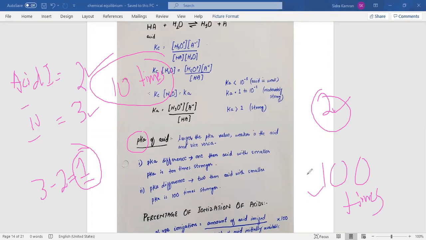The next very important point in the ionization constant of acid is the percentage of ionization of acid. How can we calculate the percentage of ionization of acid and what is its importance?